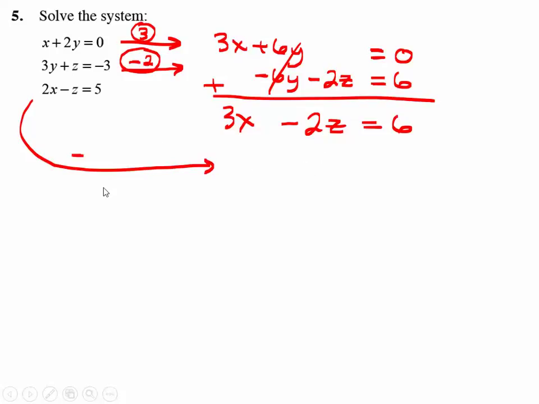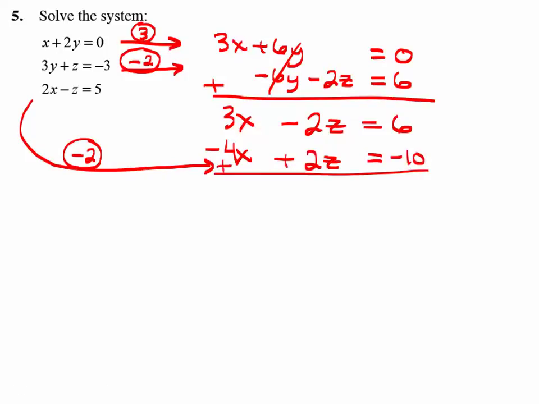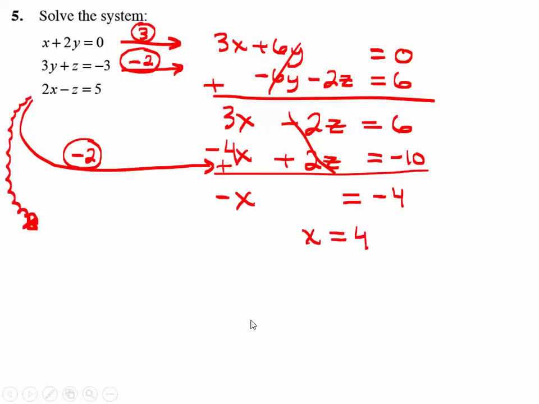So how about multiply through by -2? So 2x times -2 makes -4x. Negative z times a -2 makes a positive 2z and a -10 at the end. Adding them up, I'm left with a -x. The z's are gone as planned and a -4, so x has to equal 4. And work your way up the ladder again here.